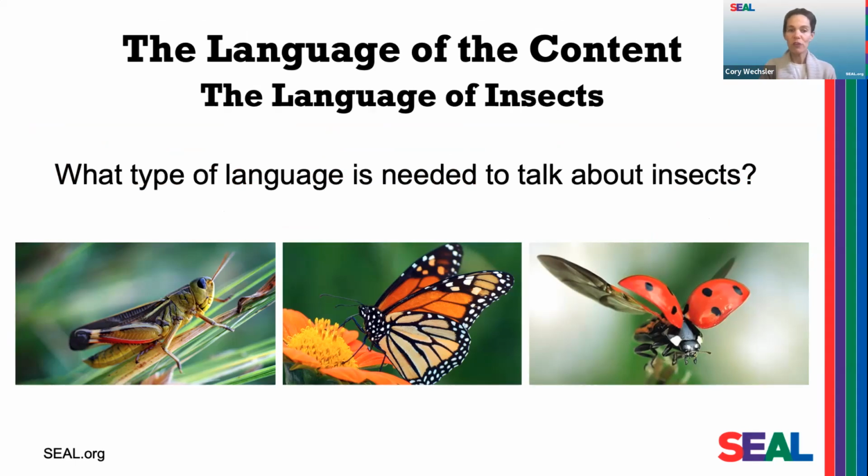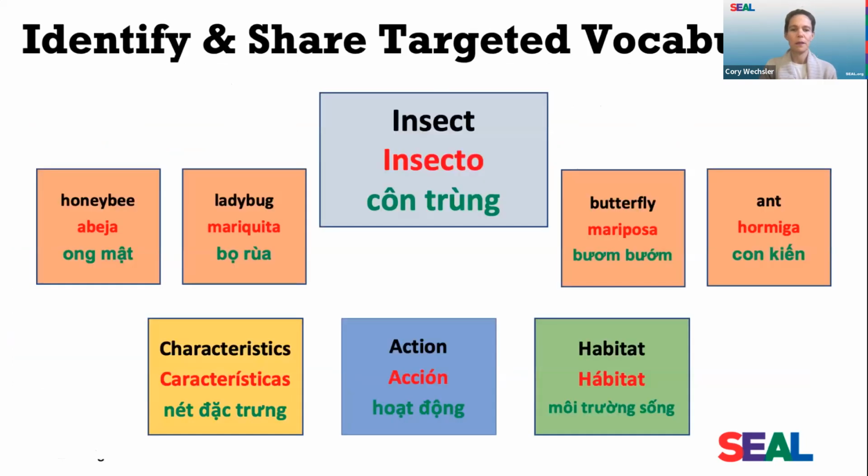So here's a page from an insects unit. Thus we ask ourselves, what type of language is needed to talk about insects? You have to first make some really intentional decisions about what vocabulary to highlight in children's home languages. And then you can look for the natural opportunities to fold that language into your activities. Of course, doing this work in partnership with families and other staff members who know the languages of the children.